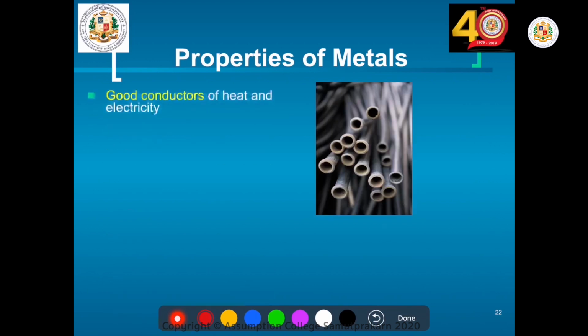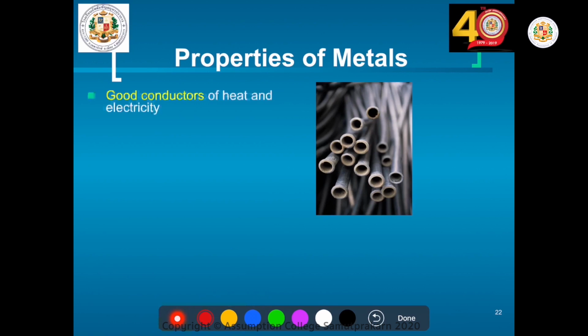As we all know, metals are good conductors of heat and electricity. So both heat and electricity can easily flow through metals. This is the reason why our wires are made of metals. Remember, they are made of copper or silver. And at the same time, our cooking utensils, our pans, our spoon and fork, are usually made of metals, right? That's because it's easier for the food to be cooked faster.